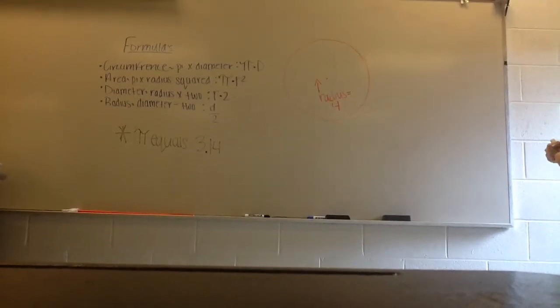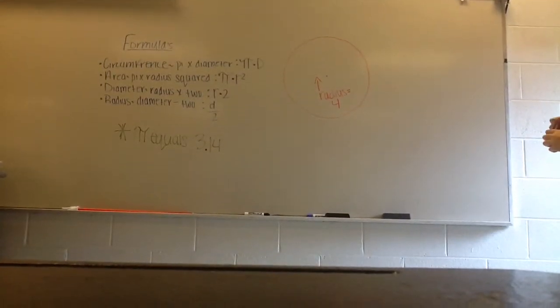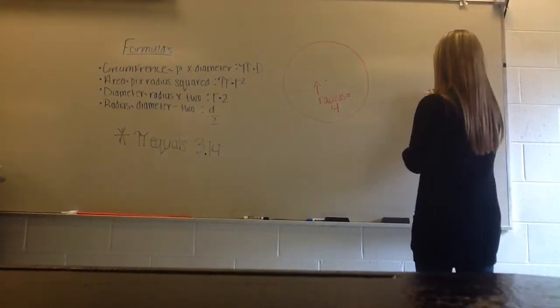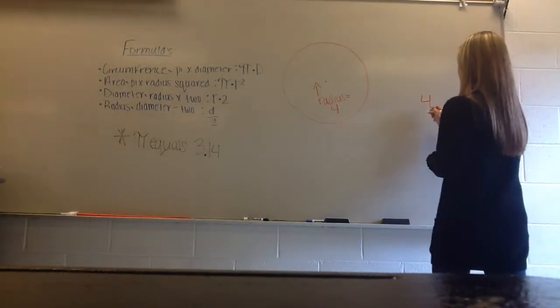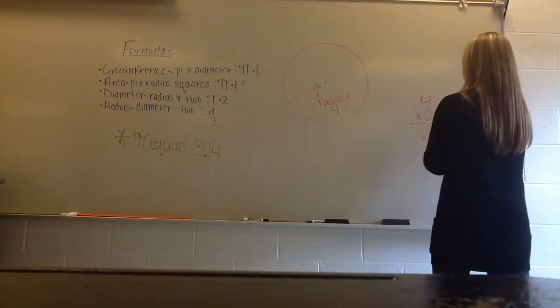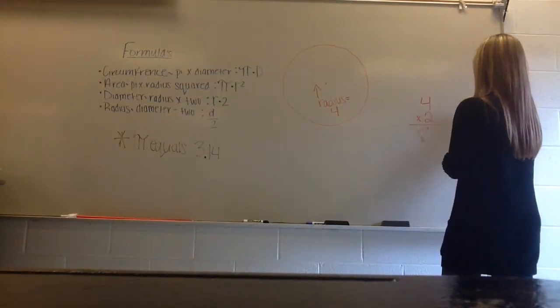Now we're going to find the diameter. The diameter is the radius times 2. So our radius is 4, and we have to multiply it times 2. So we have 4 times 2, which gives us 8. So the diameter is just 8.